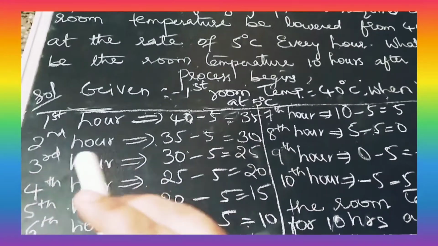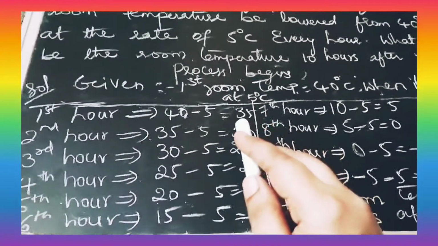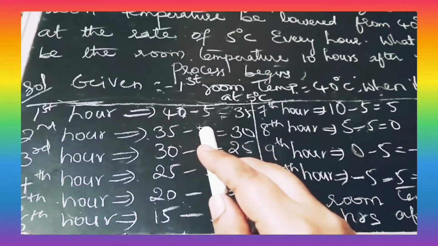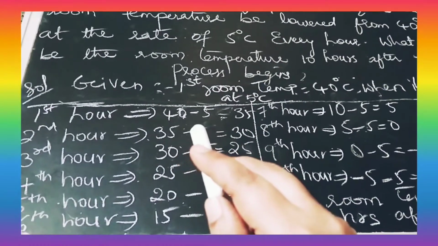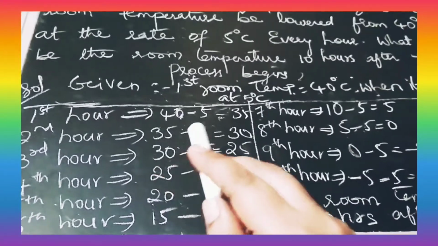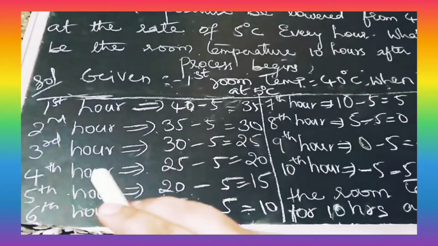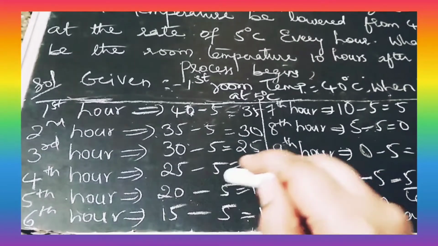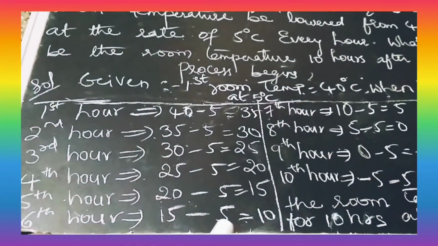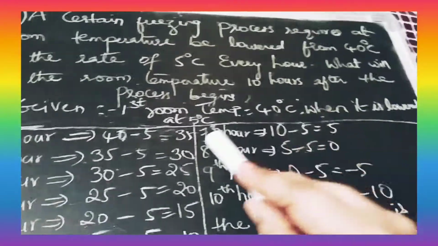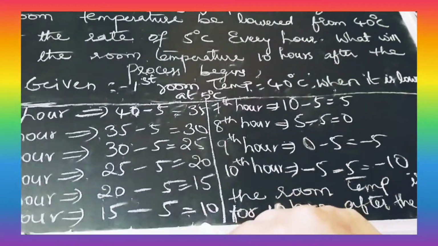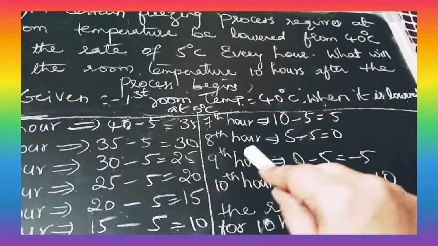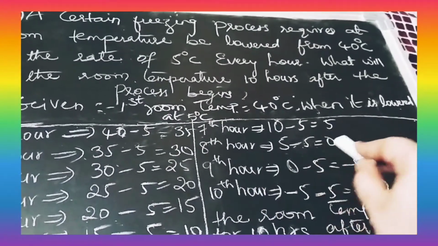Again you have to do the second hour. What is the second hour? 35 minus 5. Again we are lowering it by 5 degrees centigrade, 35 minus 5. Again in the third hour 30 minus 5, fourth 25 minus 5, fifth 20 minus 5, sixth 15 minus 5. Okay, in the seventh hour we got 10 here. 10 minus 5. In the eighth hour 5 minus 5 again, it is 0.